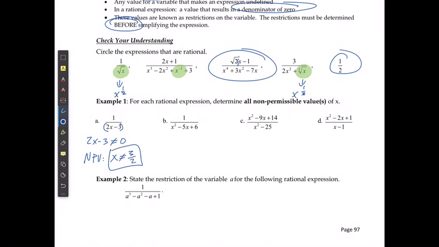In the second case, if I have x squared minus 5x plus 6 in the denominator, I'm going to say that x squared minus 5x plus 6 cannot equal 0, which means that x minus 3 times x minus 2, when I factor it, cannot equal 0. And my non-permissible values are going to be x cannot equal 3 or 2.